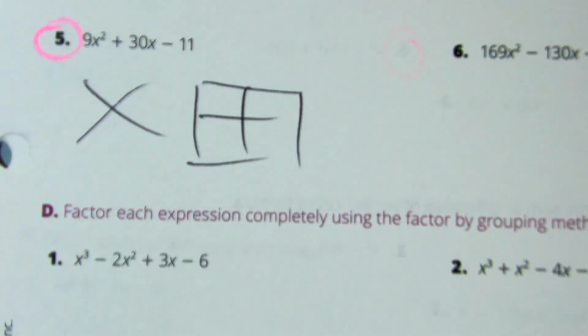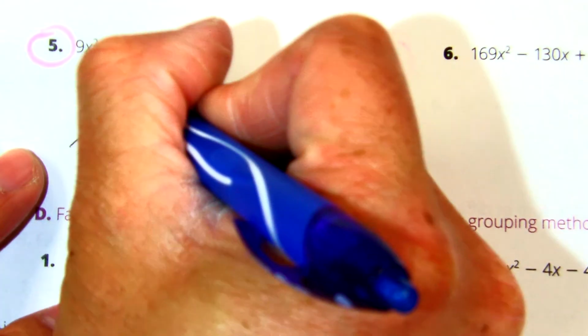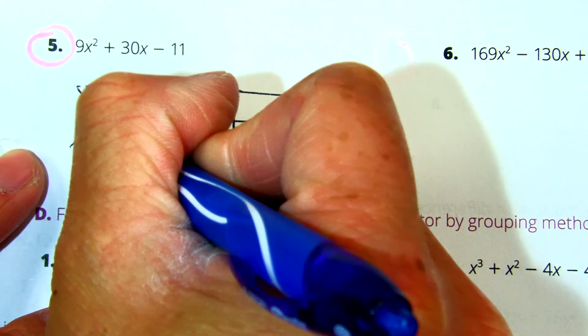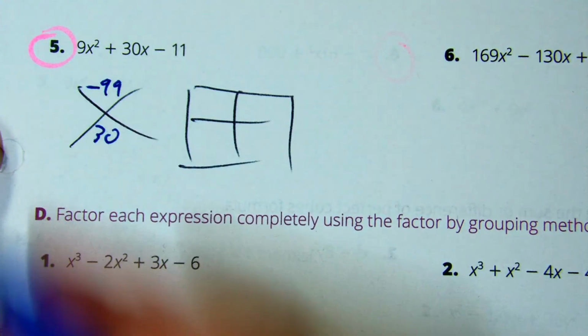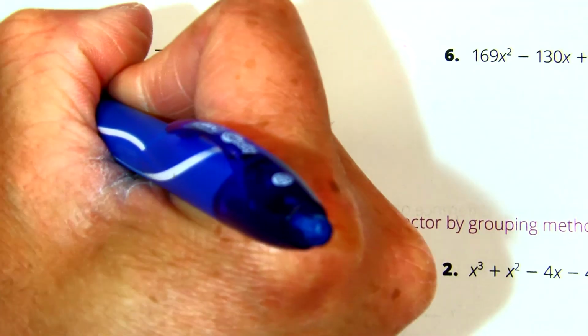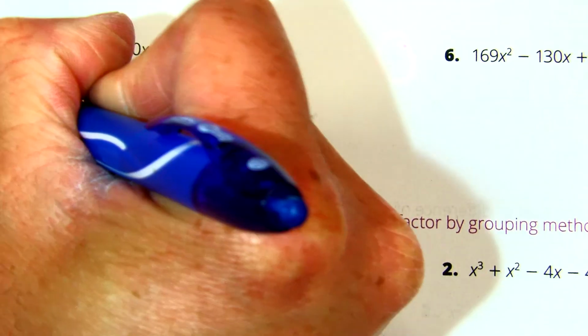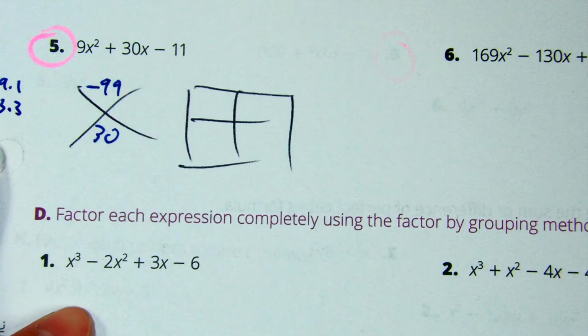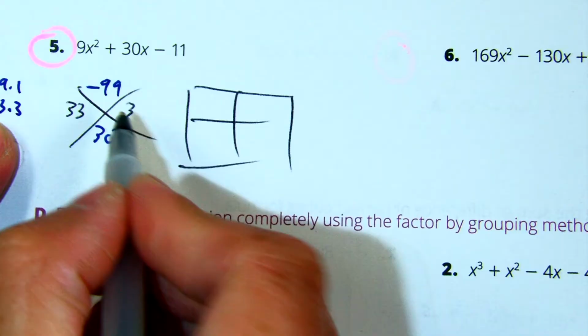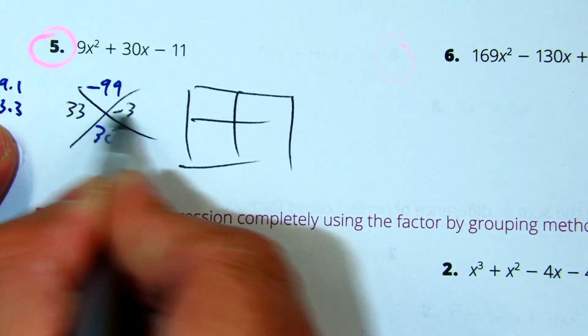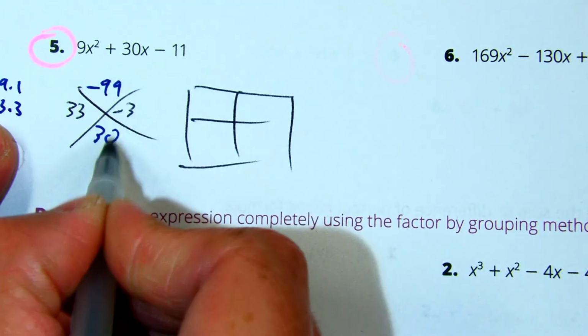A times C is negative 99. B value is 30. I'm going to list out all the factors of 99. I think we can do that. 99 times 1, 3 times 33, and it looks like that's the answer, right? So let's put that in. 33 and 3. If I do a minus, this multiplies to be a negative, but that adds to be a positive.